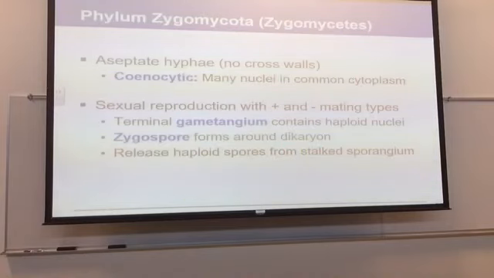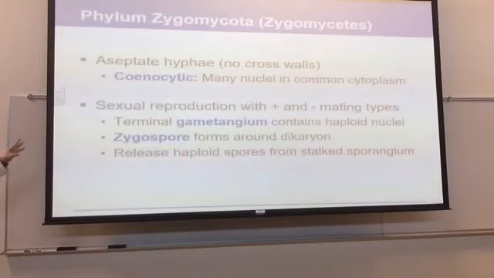Zygomycota. So it's pretty much one slide for each of the phyla. So Zygomycota or Zygomycetes, aseptate hyphae. So septate means it has that little cross wall. Aseptate, the A just tells you it's lacking that. Okay? So it says that they're coenocytic, which means that they may have many nuclei within their cytoplasm. So they don't necessarily have to be uninucleated or dinucleated. They could have many.